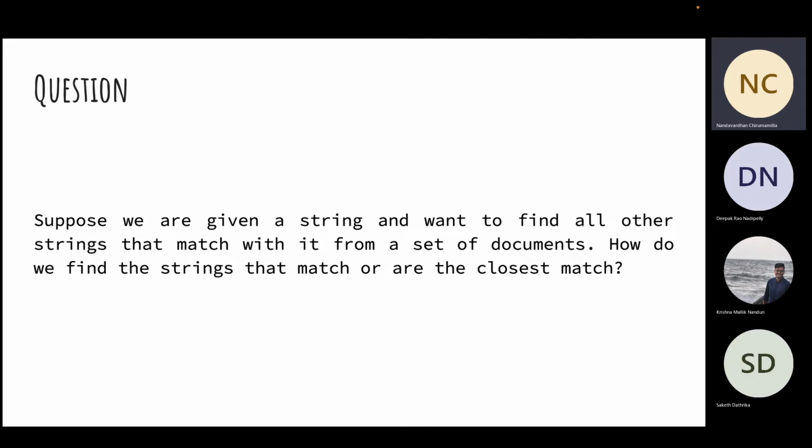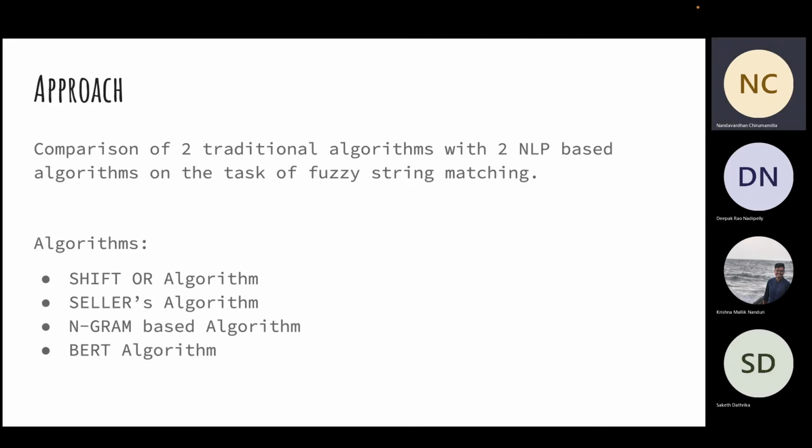Suppose we are given a string and want to find all other strings that match with it from a set of documents. How do we find the strings that match or are the closest match? If we have few documents with limited words, then it would be an easy task. But consider a scenario of having about 100 documents, then it would be very difficult to get the similarities using the traditional approach. So in this case, we should try to analyze different string matching algorithms and use the optimized one.